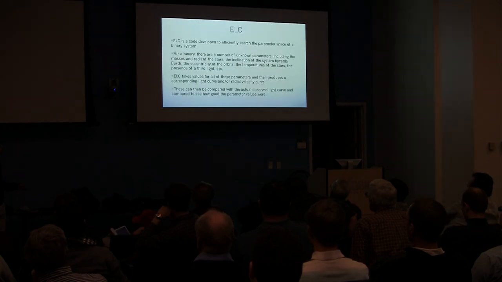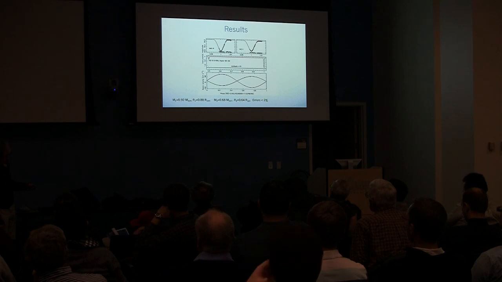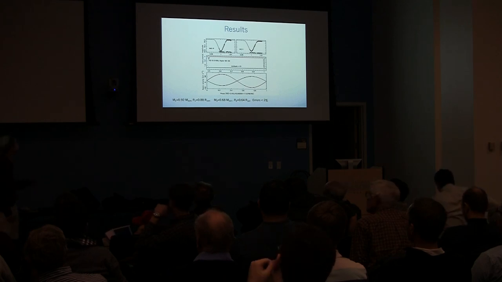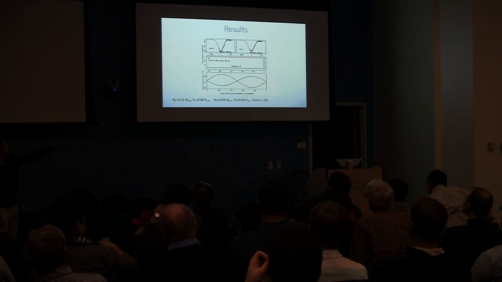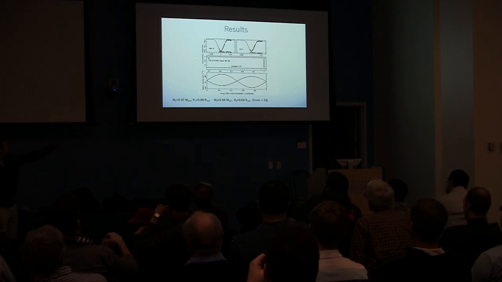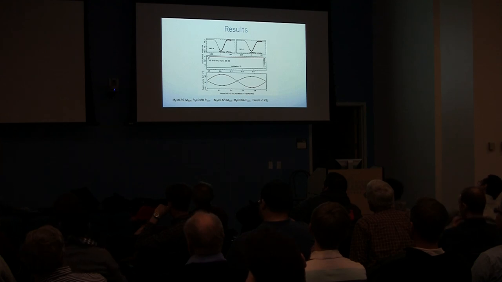So actually, this is from the radial velocity curve. This is from spectroscopy. This is from Kepler, and this is again from our ground-based data, but it's visual.